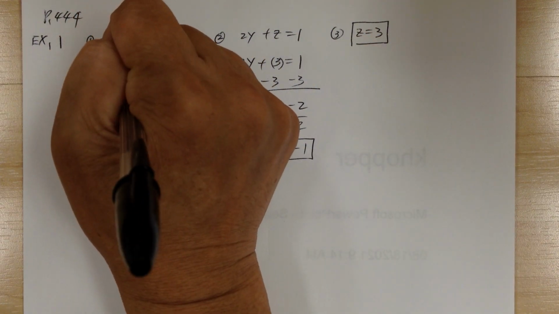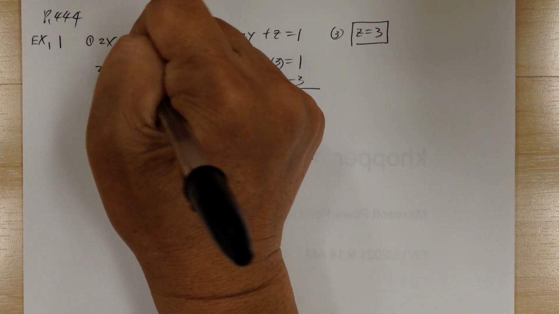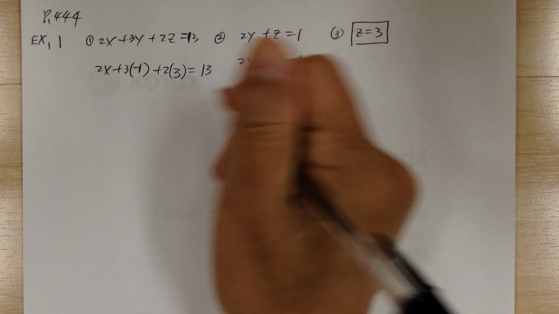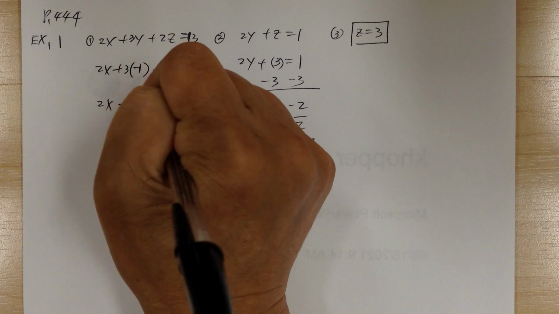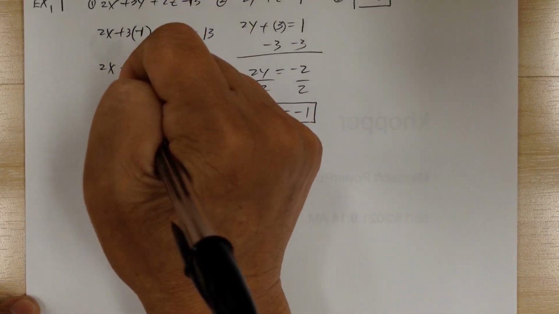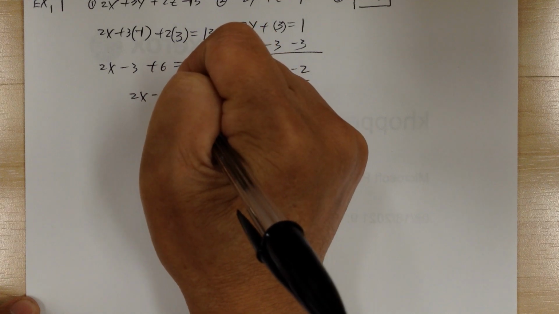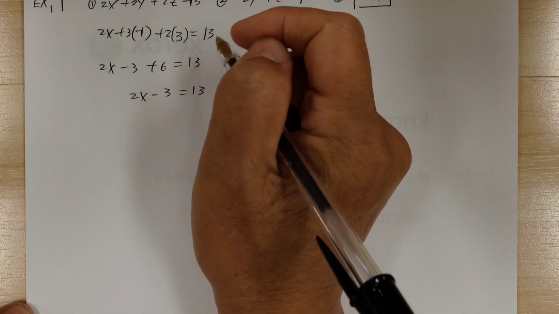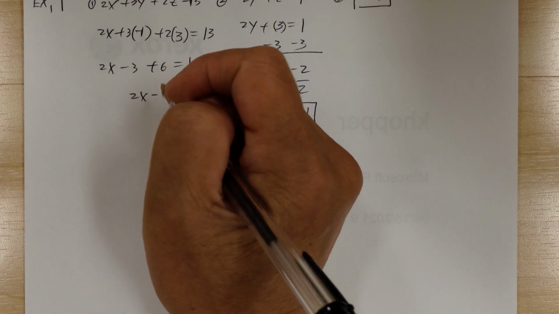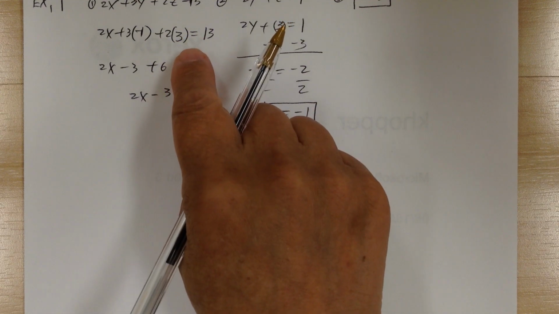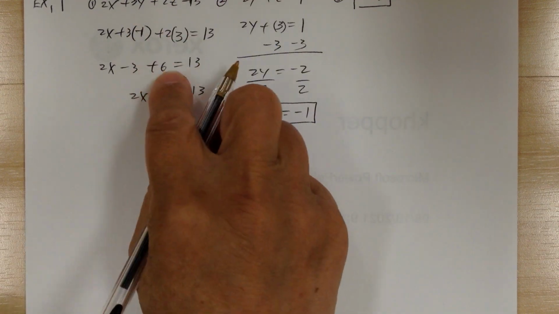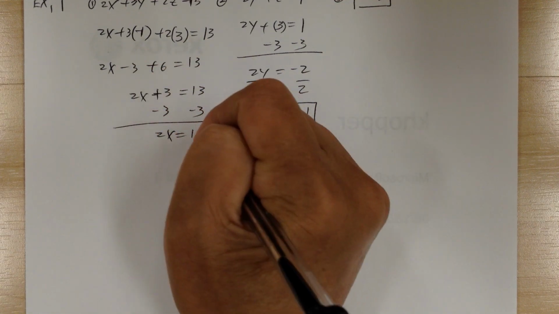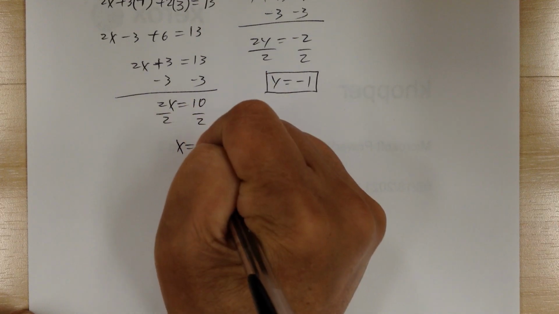So you get 2x plus 3 times y, which is negative 1, plus 2 times z, which is 3, equal to 13. Work it out. So you get 2x minus 3 plus 6 equal to 13. Minus 3 plus 6 is plus 3, so 2x plus 3 equal to 13. Minus 3 on each side. So you get 2x equal to 10, divided by 2. So you get x equal to 5.